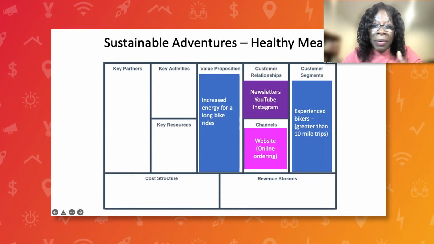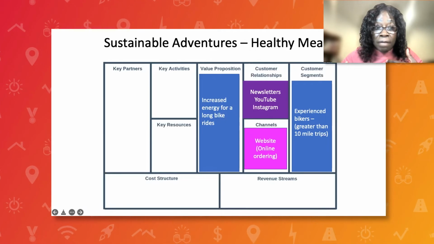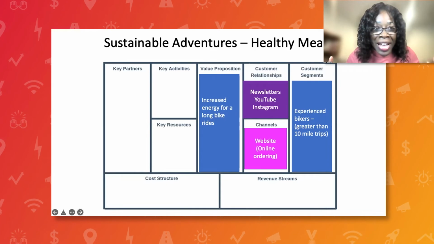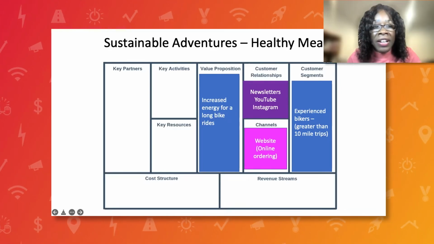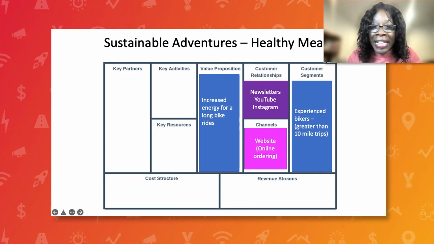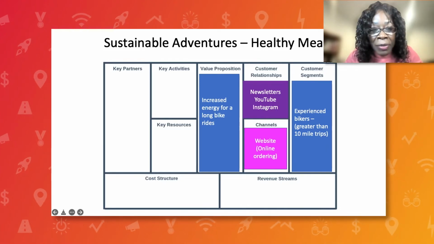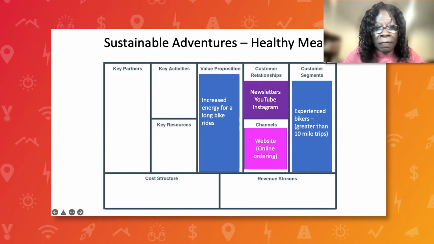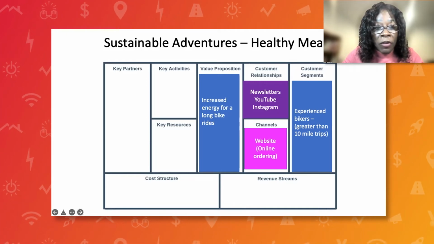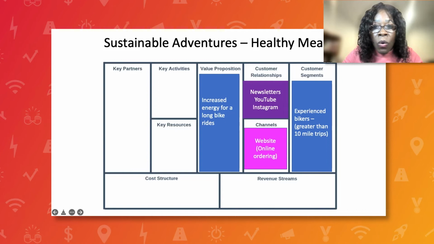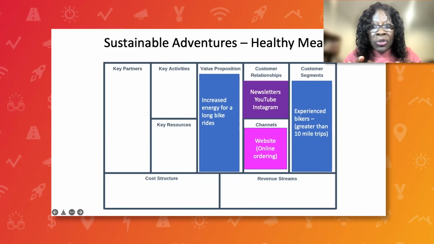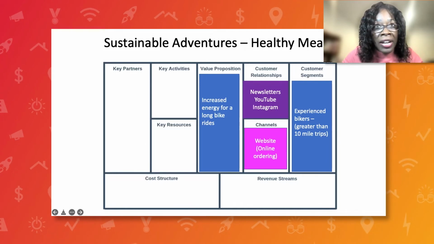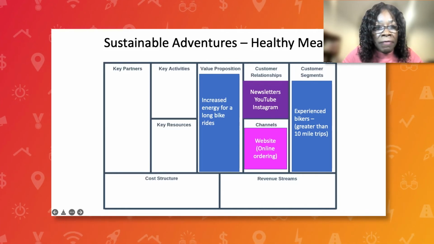So when I was talking to her, we tried to figure out, okay, what is your value proposition? And I was asking, okay, what happens if they don't get these healthy meals when they're biking? And they would get tired because they needed more energy for the longer ride. So her value proposition was increased energy for the long rides. So what I wanted us to do together is try to fill out the feasibility side of the business model canvas.